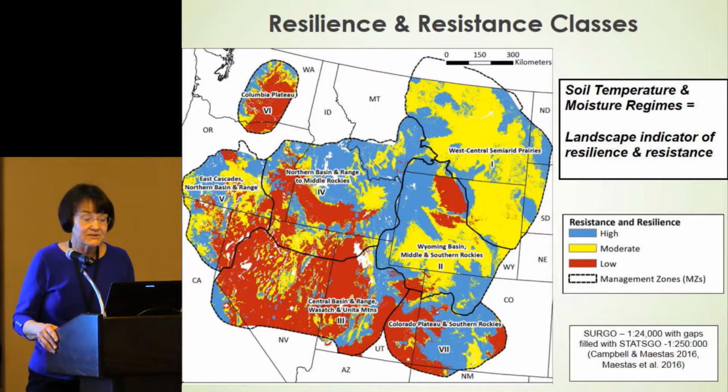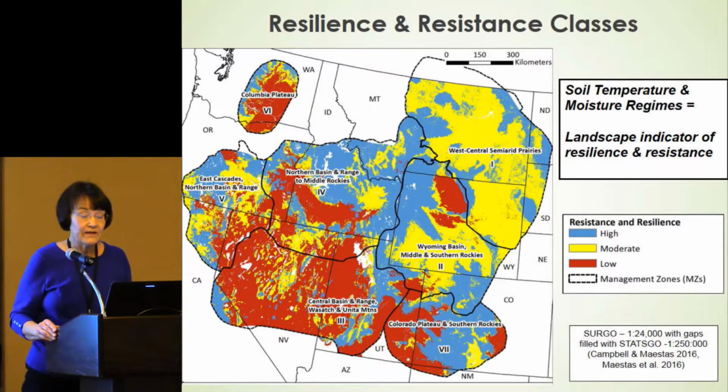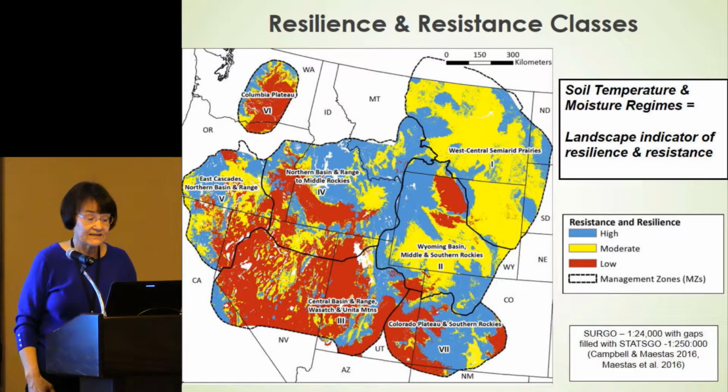Now, for mapping purposes and analysis at this large biome scale, we combine the three different categories into blue, high resilience and resistance, yellow, moderate resilience and resistance, and then red, low resilience and resistance. There were some issues in terms of the mapping boundaries adjacent to Wyoming and also Montana, and our Eastern Working Group resolved those, and in the current data sets, that is now a continuous layer that we can use for categorizing these systems.